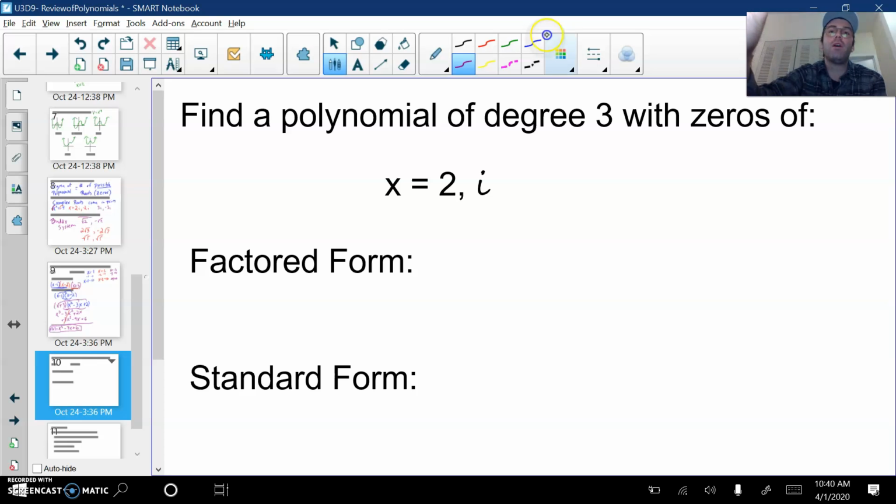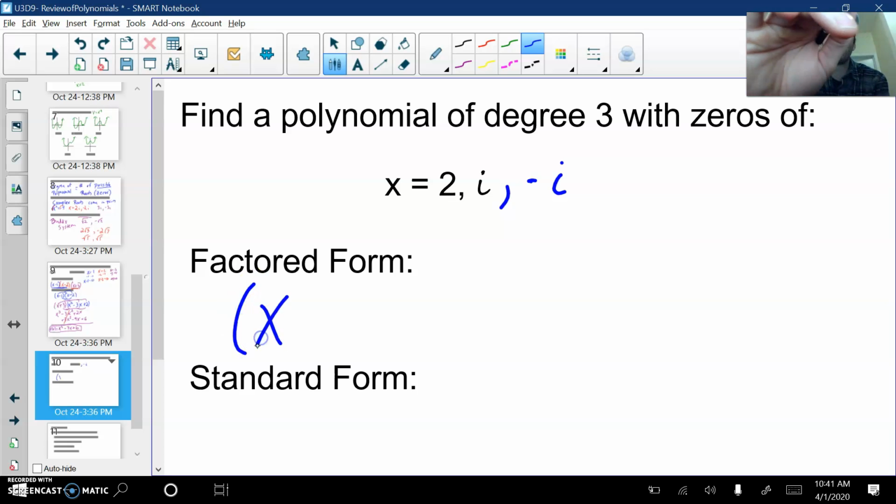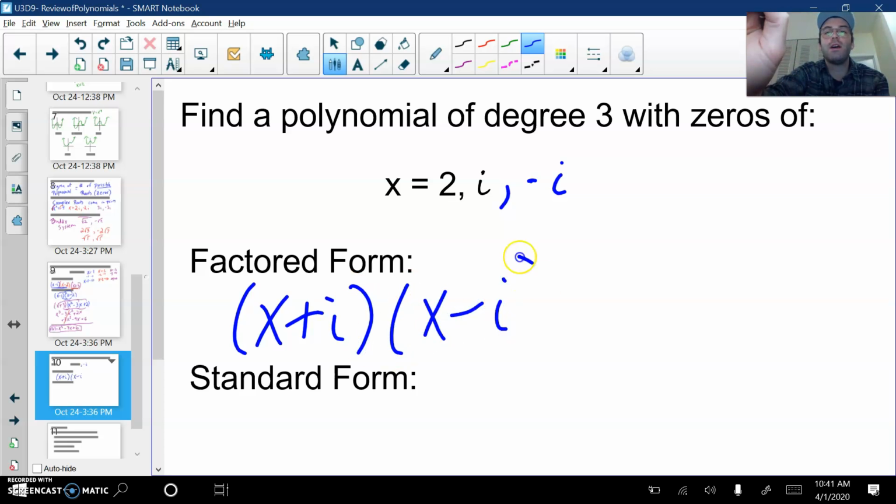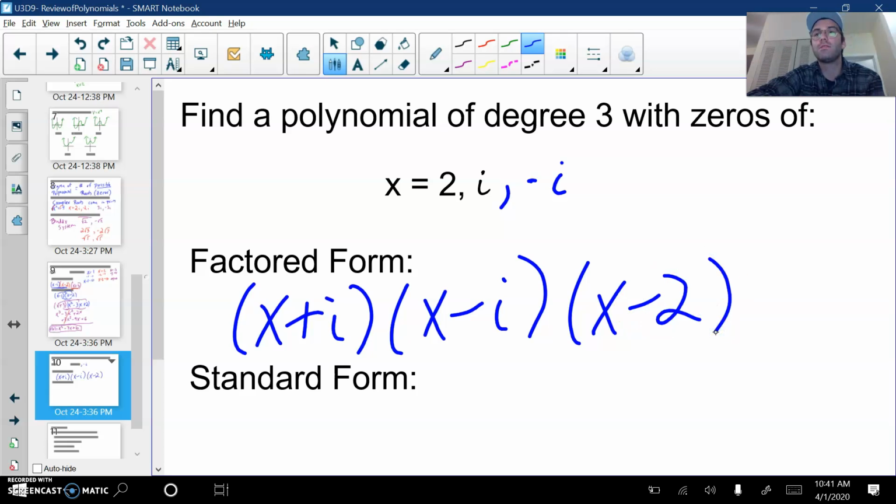Okay, let's find the polynomial of degree 3 with the zeros of 2 and i. Well, if it's degree 3, that means I'm going to have 3 zeros. But I only have 2, but one of them is imaginary. Since I have an imaginary root, if I have a positive i, I also have a negative i. So I'm going to have x plus i, x minus i, and then x minus 2 as my factors.